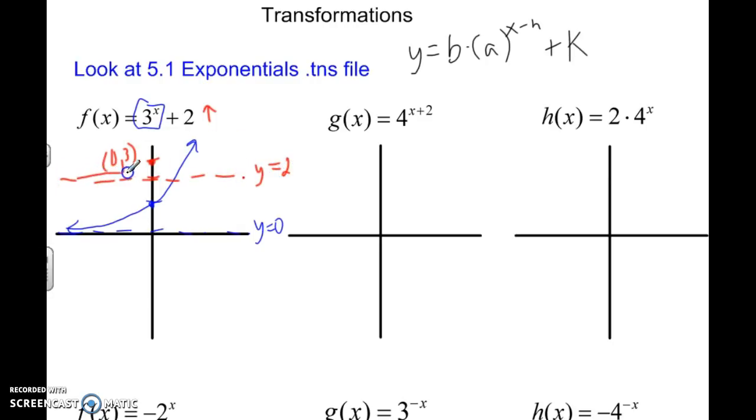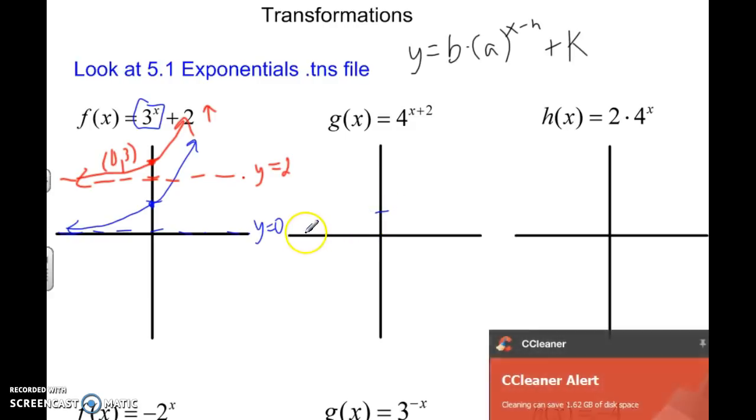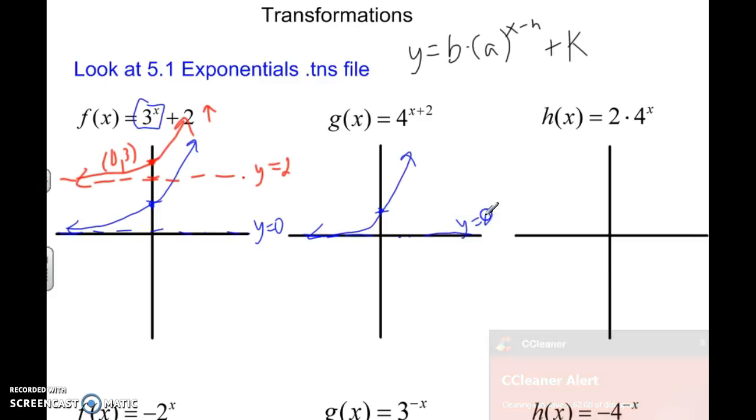And the graph is going to approach on the left and go up really quickly after that point. There's your basic sketch of 3 to the x plus 2. If I graph 4 to the x, again, it's going to look just like 2 to the x pretty much. It's going to have this point at 0, 1, and it's going to have an asymptote here at y equals 0.